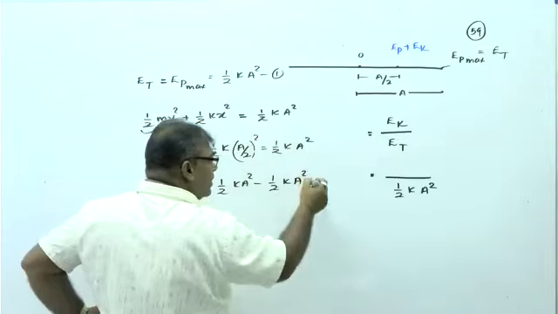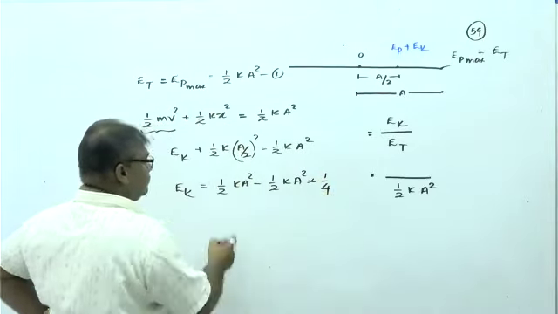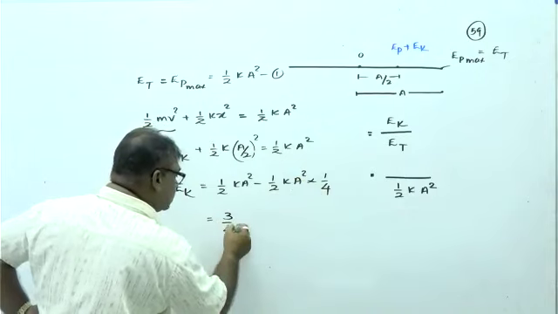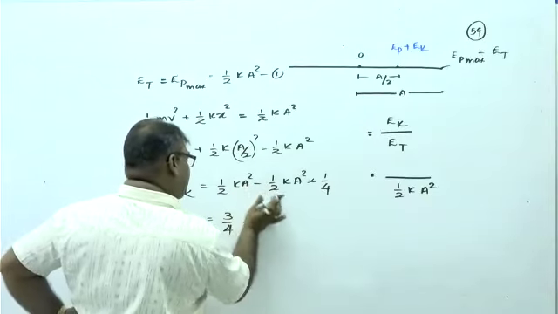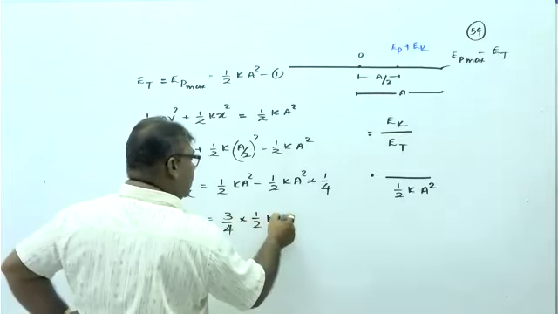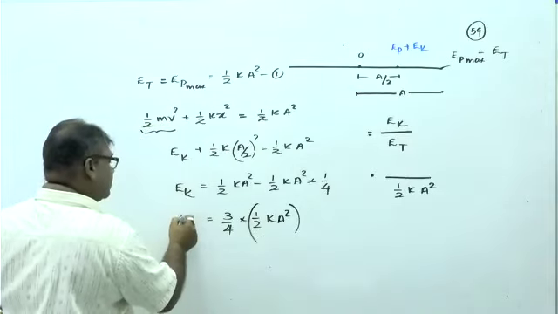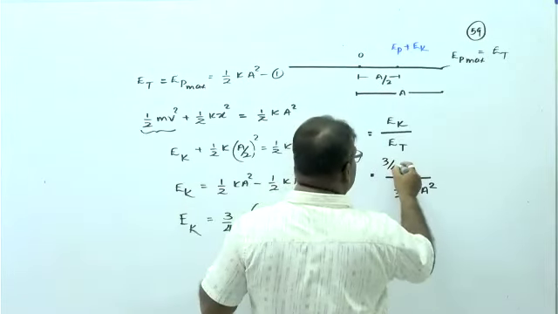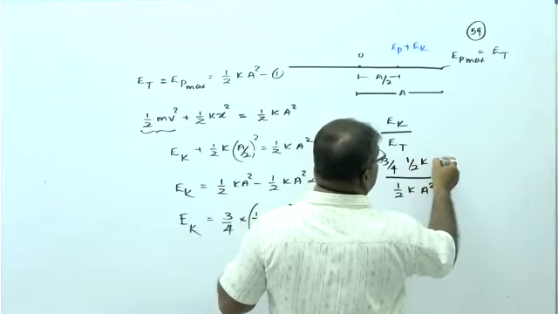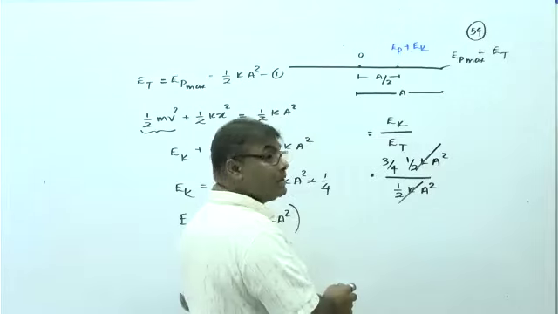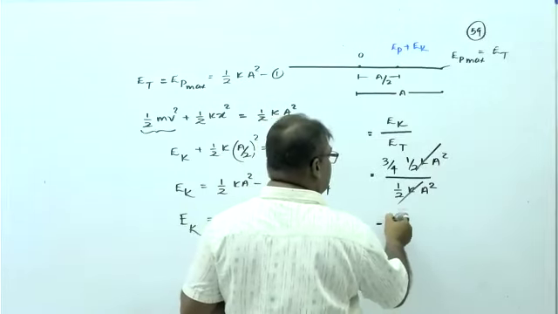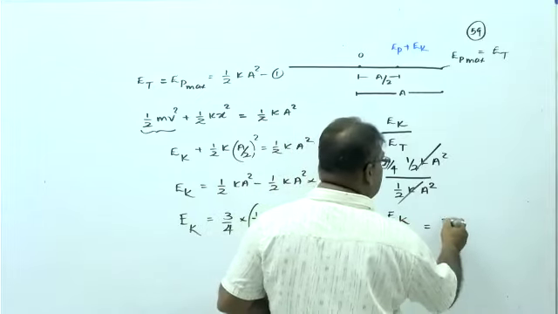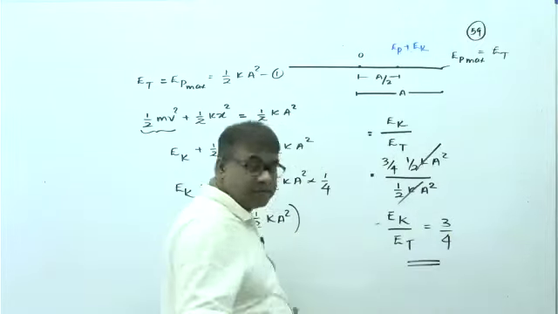Here, half squared is 1/4. Then full value minus 1/4 value becomes 3/4 of half Ka squared. Done. This is kinetic energy. Can we put this value here? 3/4 of half Ka squared. These two cancel. Then kinetic energy Ek associated with the total energy becomes 3/4. This is your final answer.